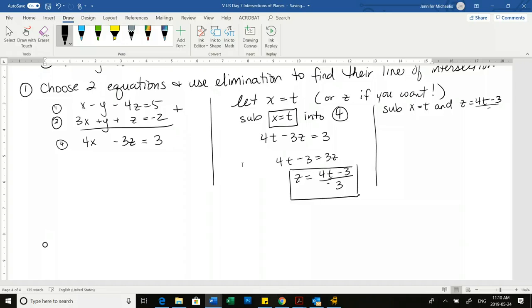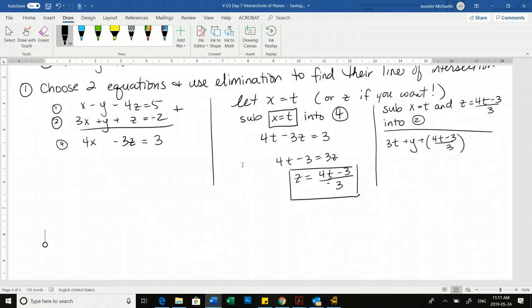Into a last equation, choose the easiest one. I don't know which one is easiest here. You say 2? Yeah, true. I think equation 2 is easiest as well. Okay, so we'll sub that into equation 2. So it'll be 3t. Yeah, you're right, because y is by itself also. Plus this in terms of t.